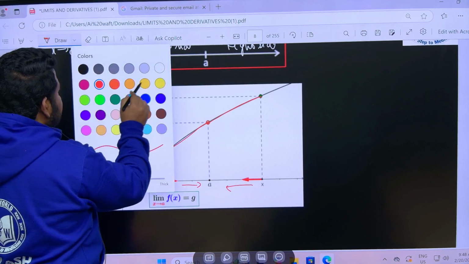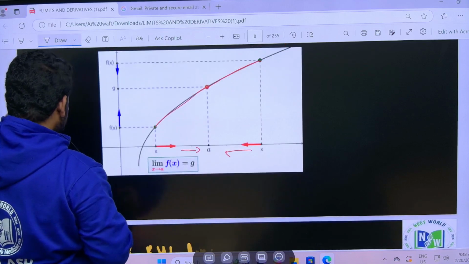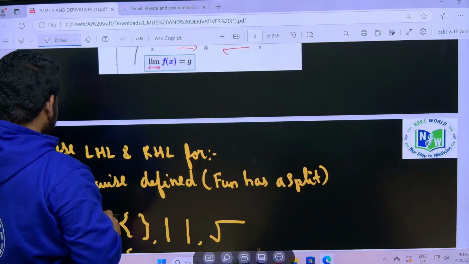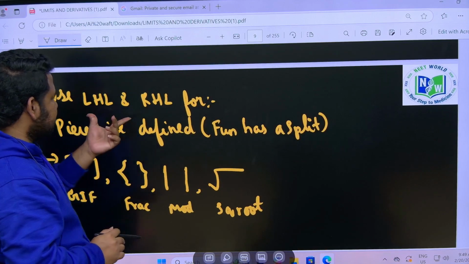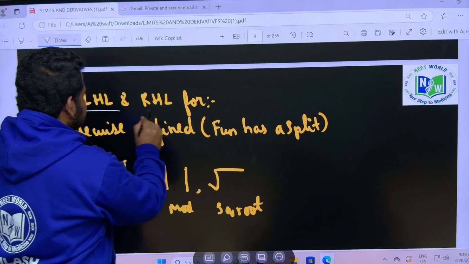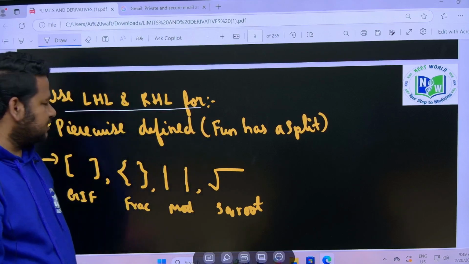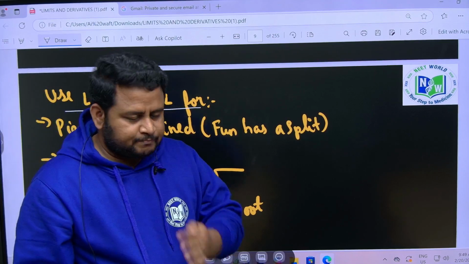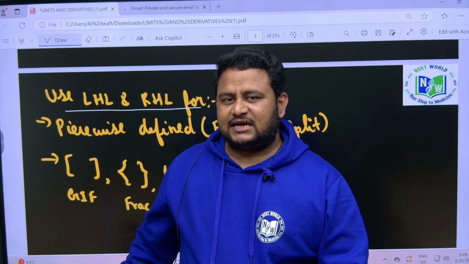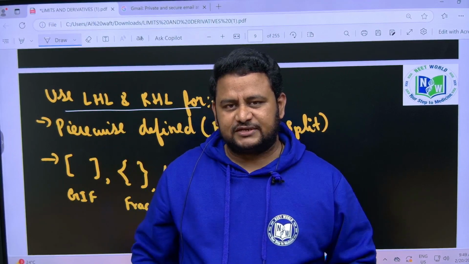Now going forward, these are the basics. Now, what do we use LHL and RHL for? For what type of questions should we use LHL and RHL?